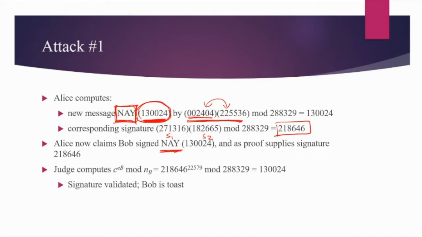Then there was a dispute. The judge came into the picture and asked Alice, if you are claiming that Bob has signed this message, which Bob is denying, you have to provide the digital signature attached to it. Alice said, okay, this is the digital signature. The judge computed this and found that yes, Alice is correct. This is the signature corresponding to this message, and hence Bob is toast. Are you beginning to see the attack?